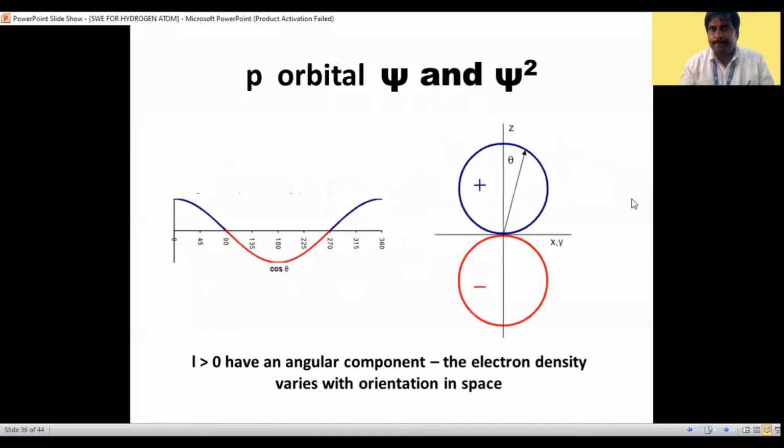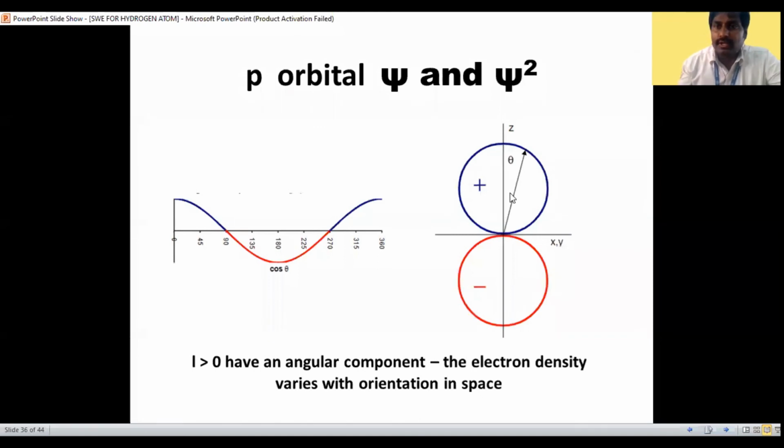Let us see why p orbital has a dumbbell shape. See, the angular part will decide the shape of p orbital. The angular wave function is there, and moreover the l value is greater than 0. You see that it is a wave function form for p orbital, a psi square function of this form. So why the p orbital has the dumbbell shape, this is the reason. The angular wave function is what decides it.